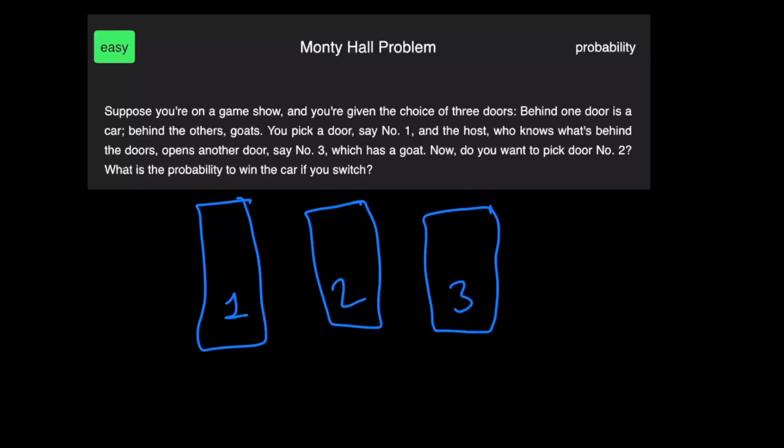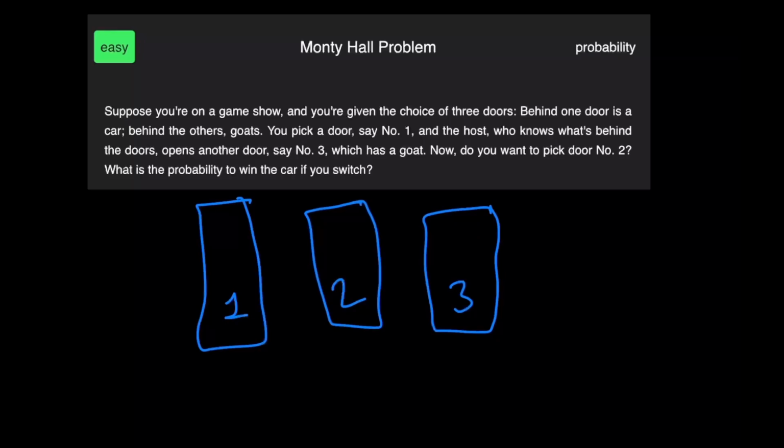Now, what happens during the game is, once you pick one of the three doors as your guess, the host, among the remaining two doors, opens up one of them. And it's guaranteed that behind that door is going to be a goat. So basically, the host knows which ones have goats and which one has the car, so the host always opens up one of the doors that does not have the car.